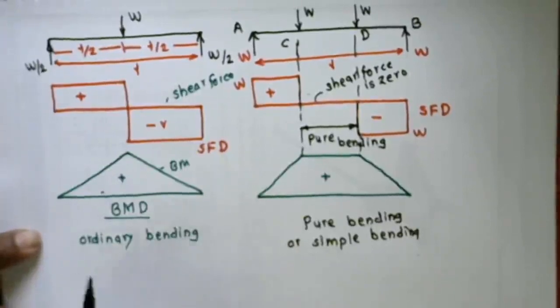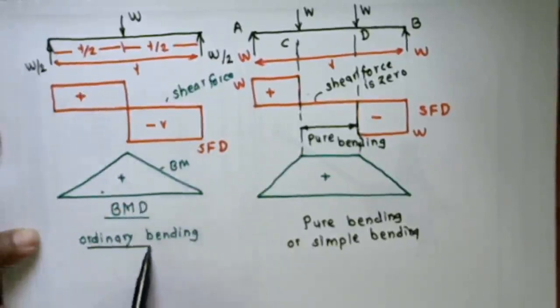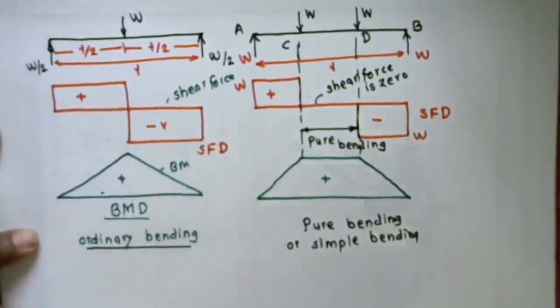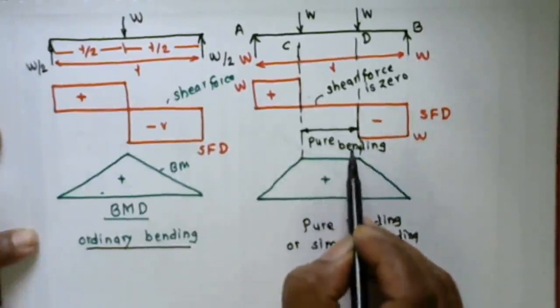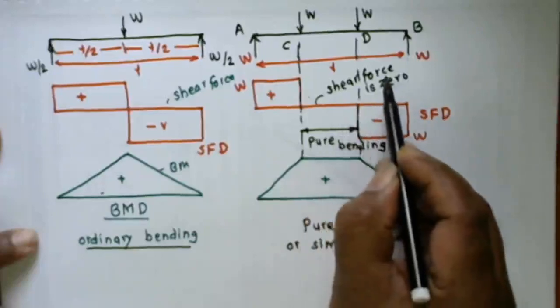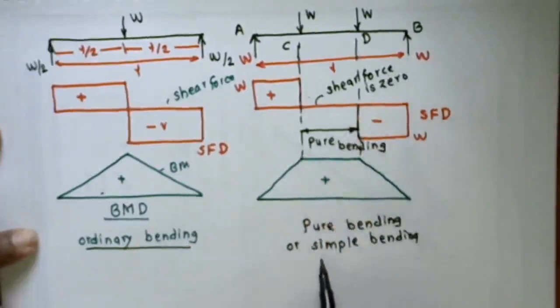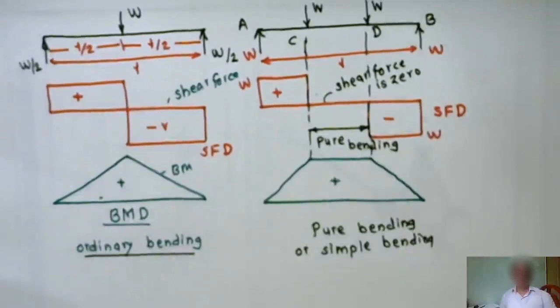Just I am repeating that when the shear force and bending moment are both set up in the beam section, that bending is known as ordinary bending, and where only bending moment takes place, in other words shear force will be zero, in that case the bending is known as pure bending or simple bending. I hope you understood the difference between ordinary bending and simple bending.